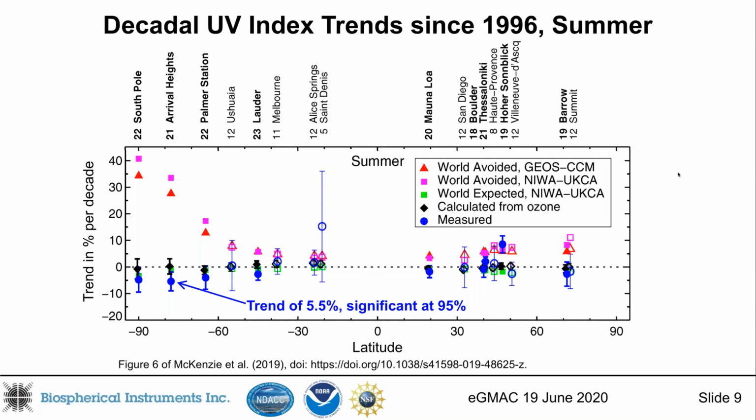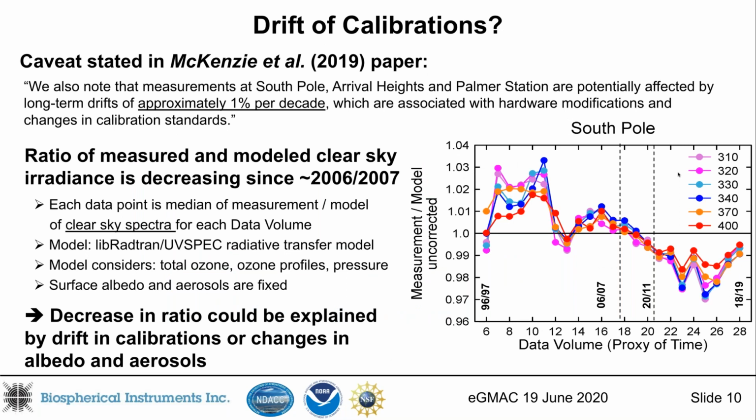Well, that paper includes a caveat, which I read to you: we also note that measurements at South Pole, Arrival Heights and Palmer Station are potentially affected by long-term drifts of approximately 1% per decade, which are associated with hardware modifications and change in calibration standards. And I put that sentence into the paper because of the plot that you see on the right side here.